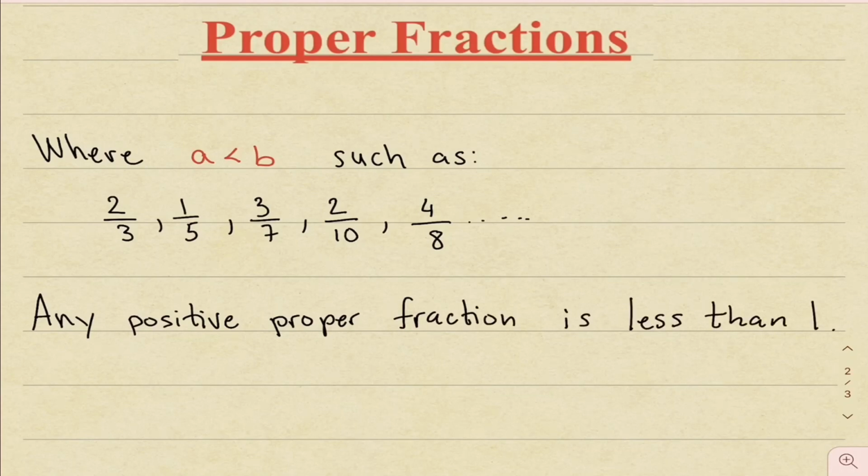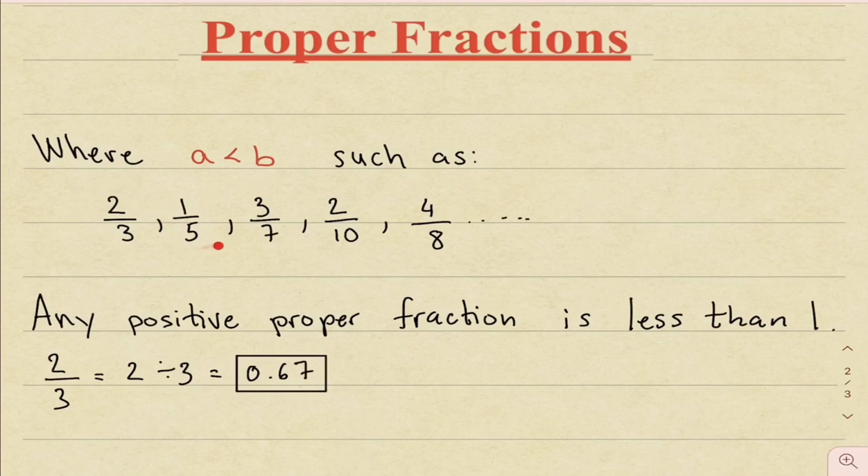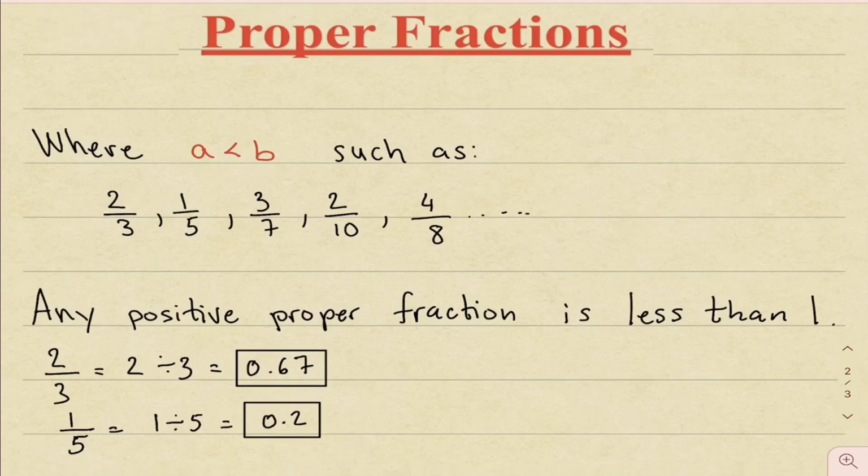Now let me go ahead and check that. So first I'm going to take this 2 over 3. 2 over 3 is just 2 divided by 3, which is 0.67. Now let me take this 1 over 5. 1 over 5 is just 1 divided by 5, which is 0.2. So guys, any positive proper fraction is always less than 1. As you can see, 2 over 3 is 0.67, that's less than 1. 1 over 5 is 0.2, that's still less than 1. And any other positive proper fraction is always less than 1. Okay, so that was proper fractions.